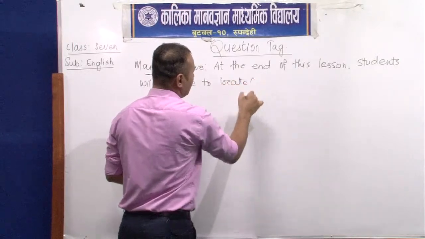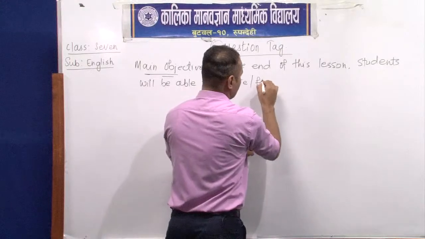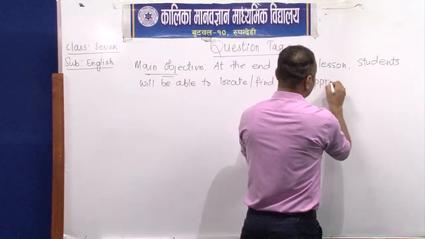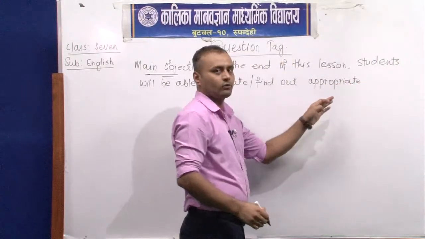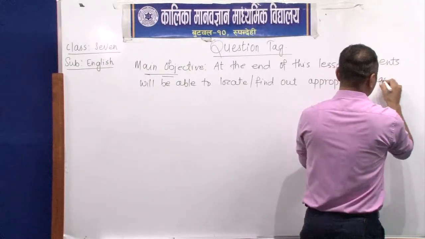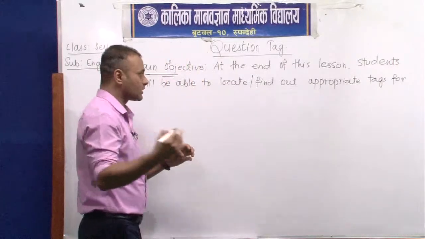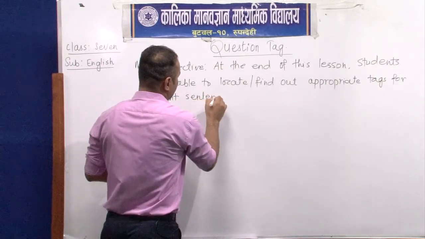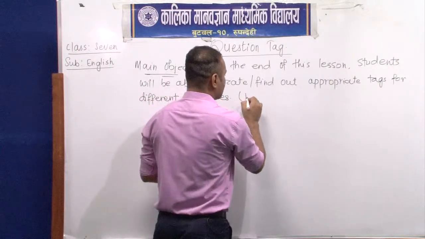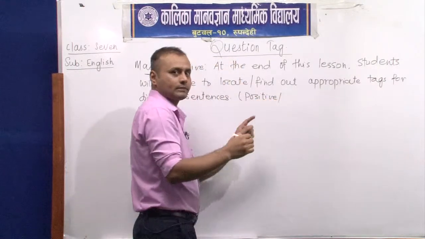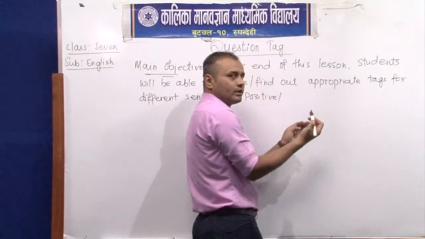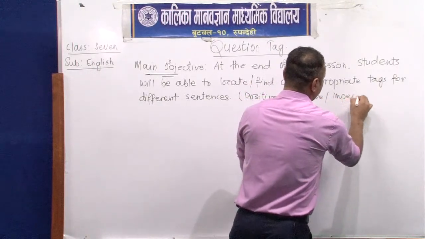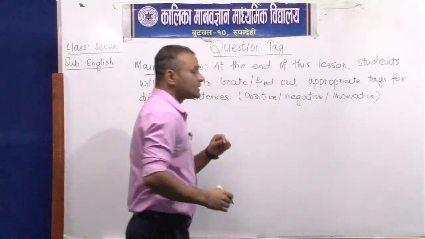locate, or let us say find out, the appropriate tag, that means a suitable tag, for three different kinds of sentences. They are the positive sentence, also known as an assertive sentence or simply a statement, the negative sentence, and then the imperative sentence. So our today's class main concern is this one.